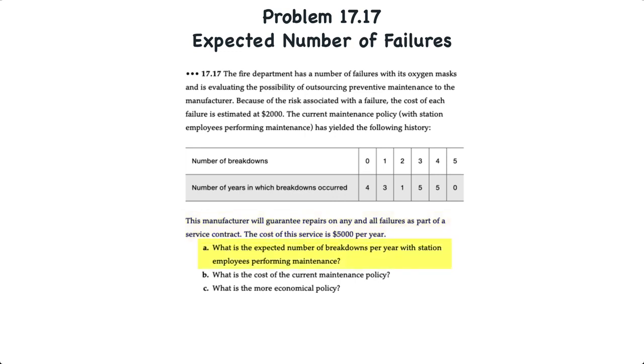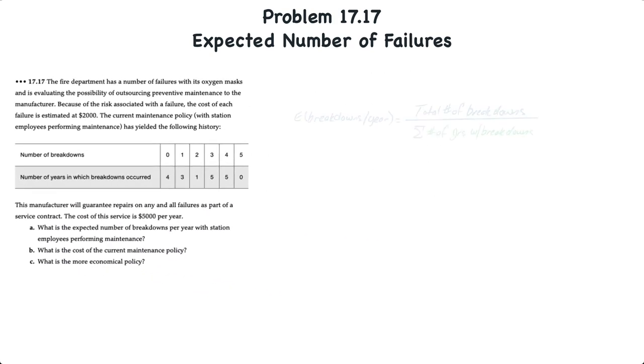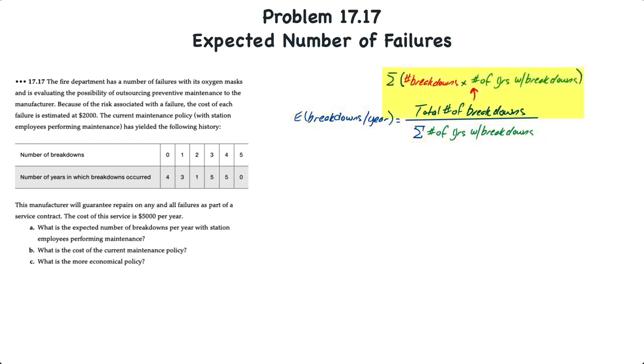We have 3 requirements for this problem. First, to determine the expected number of breakdowns per year with station employees performing the maintenance. Second, to determine the cost of the current maintenance policy. And then third, to discuss which is the more economical policy. For requirement A, the estimated breakdowns per year, well, that's equal to the total number of breakdowns divided by the sum of all the years with breakdowns, where the total number of breakdowns is equal to the sum of the breakdowns times the number of years where breakdowns occurred, divided by the sum of the number of years with breakdowns.